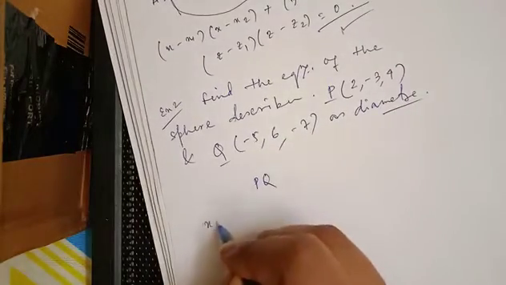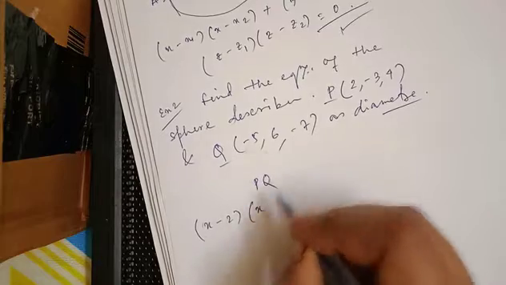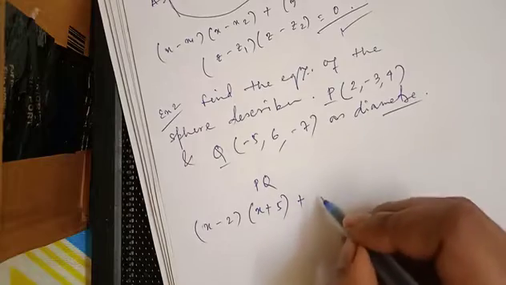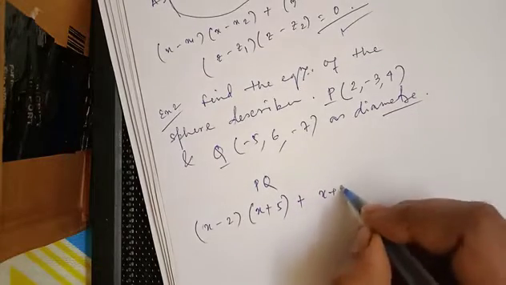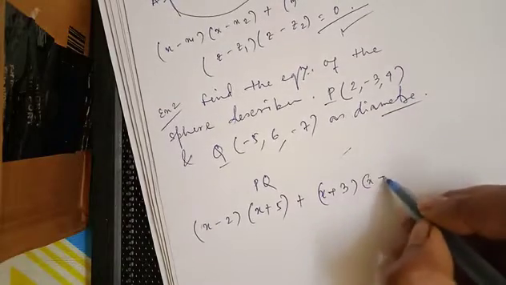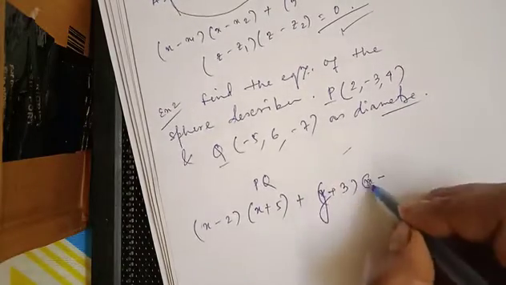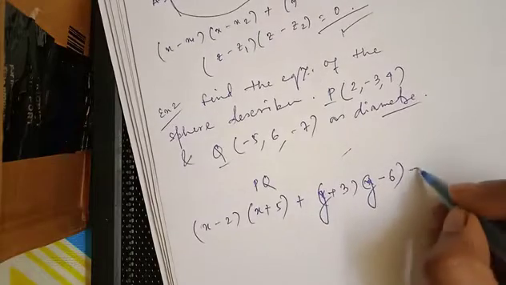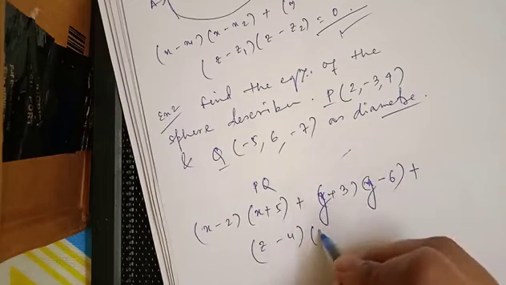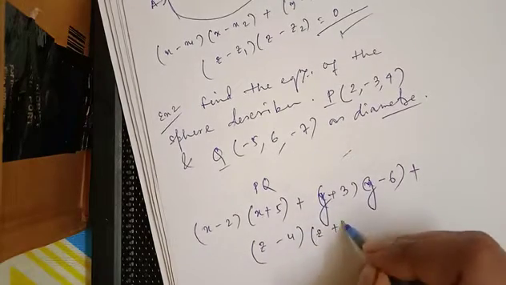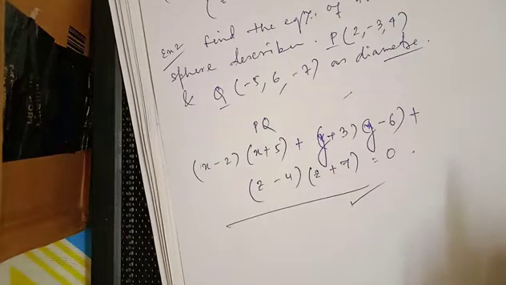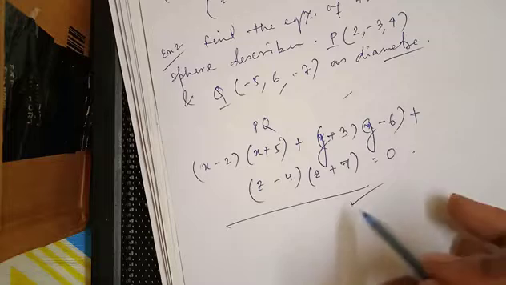That is, the answer will be (x minus 2) into (x plus 5) plus (y plus 3) into (y minus 6) plus (z minus 4) into (z plus 7) equals to 0. Just open the brackets and simplify it. You will get the required equation for the sphere. Okay.